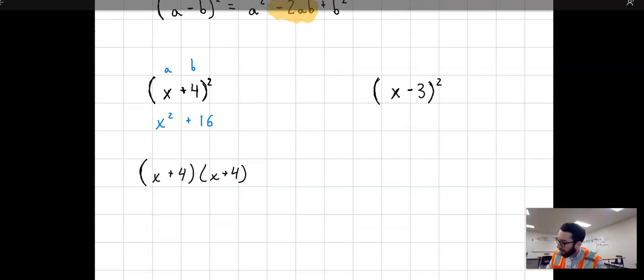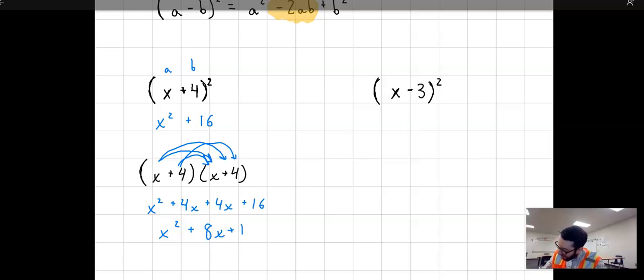And so when you go through, if I solve this just using the distributive method, x times x is x squared, x times 4 is 4x, and then I would do 4 times x, which is also 4x, and lastly 4 times 4 is 16. So you would combine that middle term and get x squared plus 8x plus 16. And so notice if you just square it, you miss that middle term, that 8x.